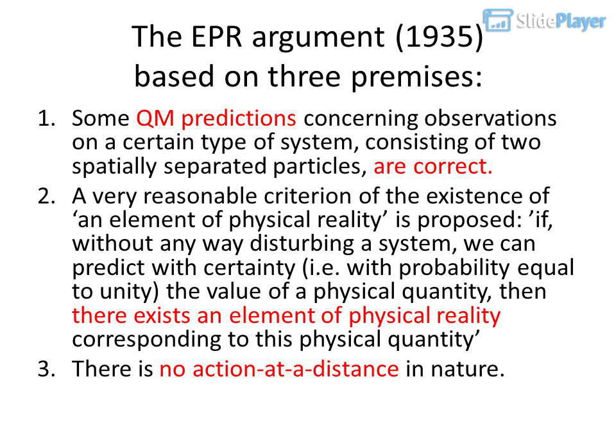Some QM predictions concerning observations on a certain type of system, consisting of two spatially separated particles, are correct. A very reasonable criterion of the existence of an element of physical reality is proposed: if, without in any way disturbing a system, we can predict with certainty, i.e. with probability equal to unity, the value of a physical quantity, then there exists an element of physical reality corresponding to this physical quantity. There is no action at a distance in nature.